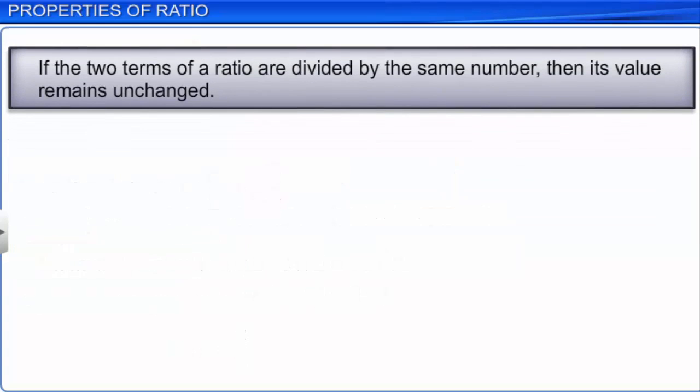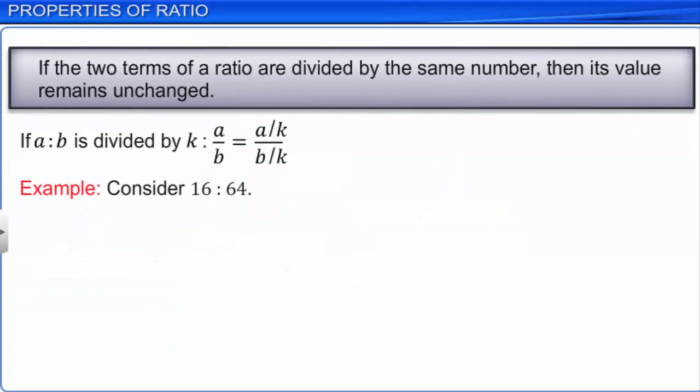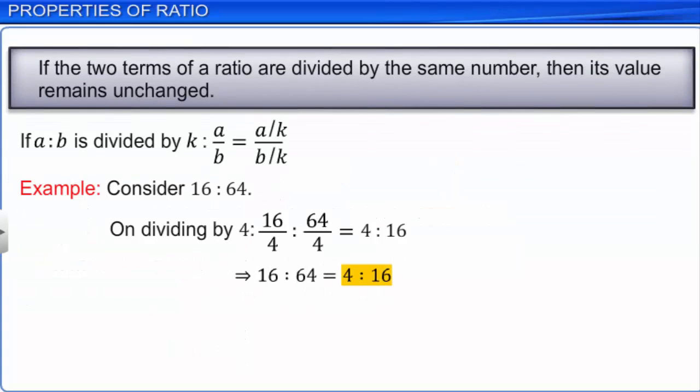If the two terms of a ratio are divided by the same number, then its value remains unchanged. That is, if the antecedent and consequent of a ratio are divided by a number k, then its value remains unchanged. Let's consider the ratio 16:64. On dividing the antecedent and consequent by 4, we get 4:16. Observe that the two ratios are equal.